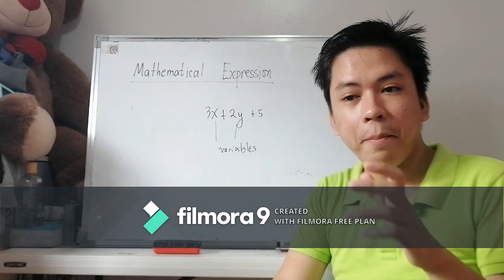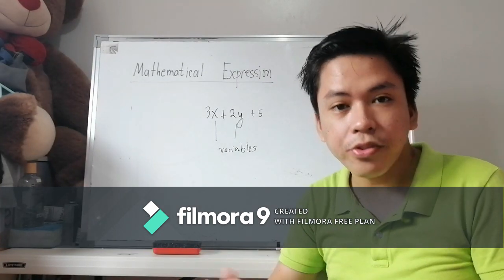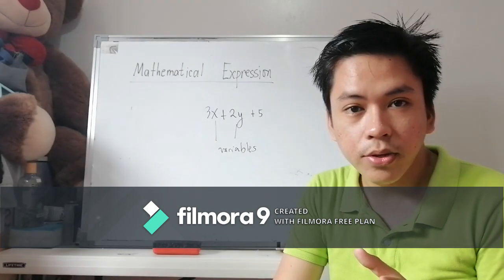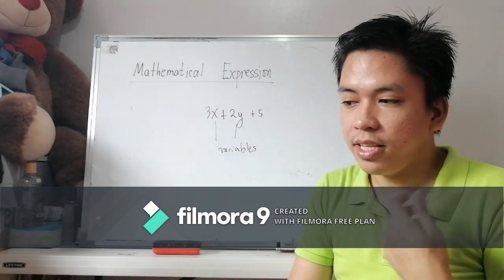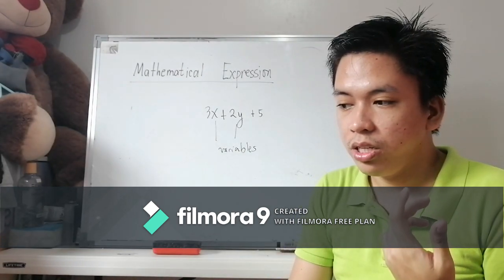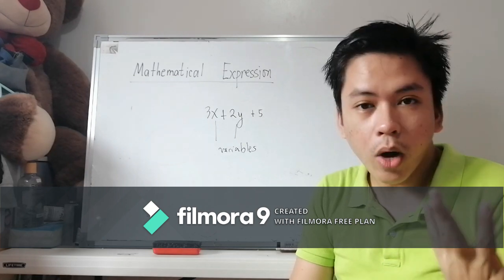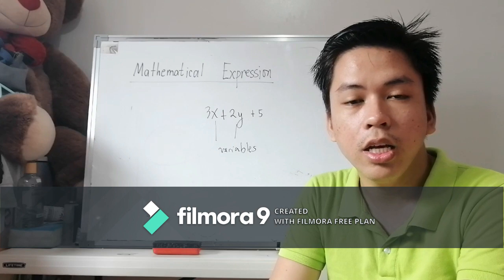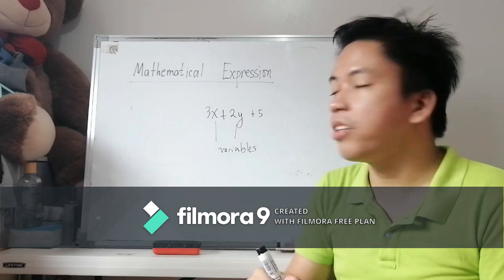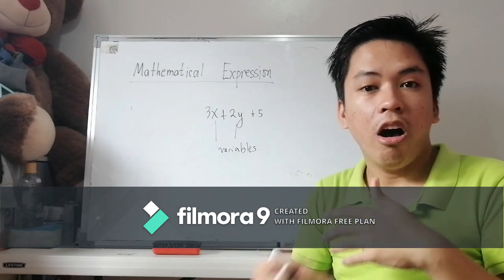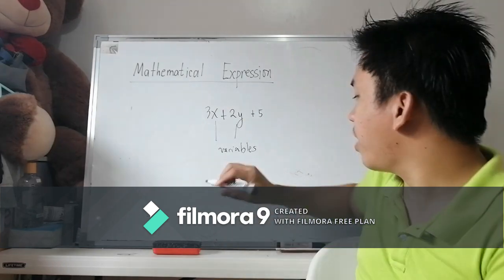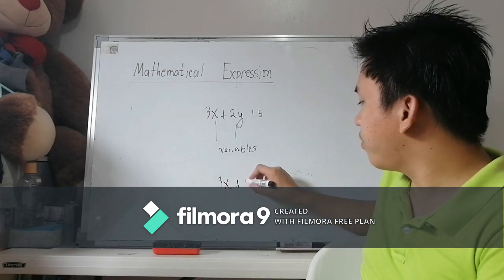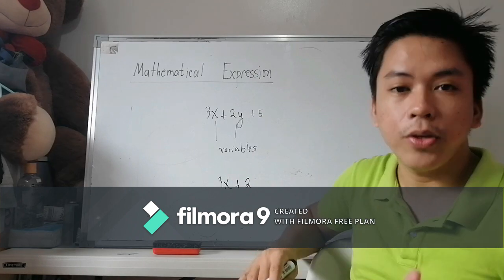For a mathematical expression that is composed of only one term, let's say 5x, x or y, and so on, that's actually a monomial. A mathematical expression that is composed of two terms, let's say 3x plus 2, that's actually a binomial.